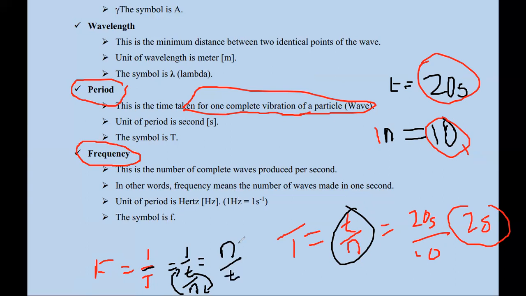Why n over t? Remember, this n does not have the units. The only units you're going to have are those for time. And remember, it's the denominator. That's why we're coming up with the per second, because we are dividing with the time, which is in seconds.